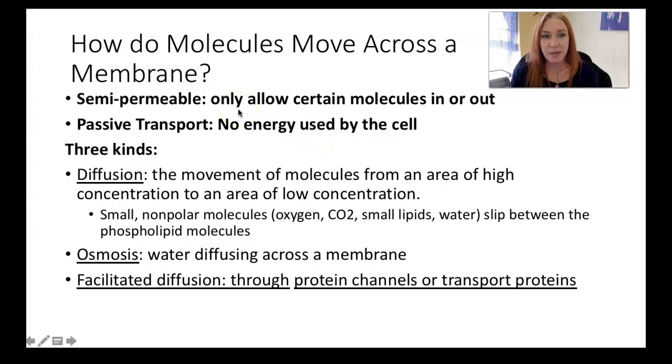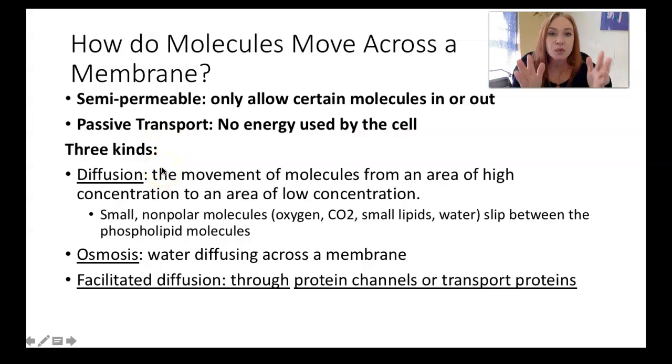So membranes are semi-permeable or selectively permeable. That means they only allow some molecules in and out of the cell or across the cell. And there's two kinds of transport: active and passive transport. I'm going to talk about both of those. Talk about passive transport first. Passive transport just doesn't require any energy output from the cell.